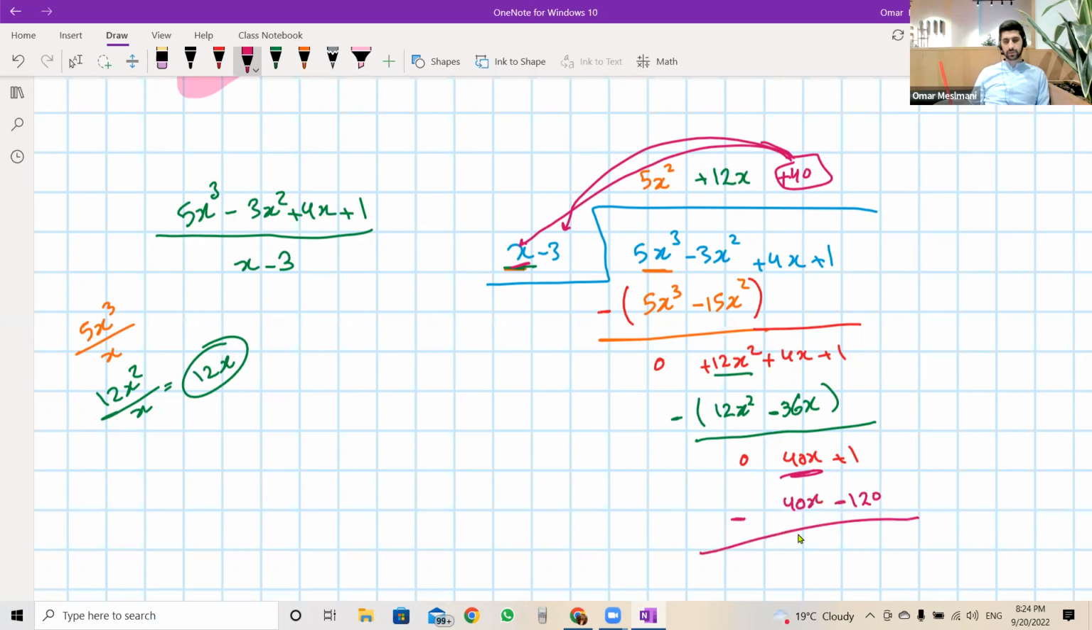Now you subtract, okay, and don't forget you subtract both. So you get a 0 and a plus 121. Yes? Basically, you just finished. What is the answer you have at the end? Your answer you have at the end is this one, this lovely one. That's your answer, 5x squared plus 12x plus 40. That is my answer of this expression, all right?